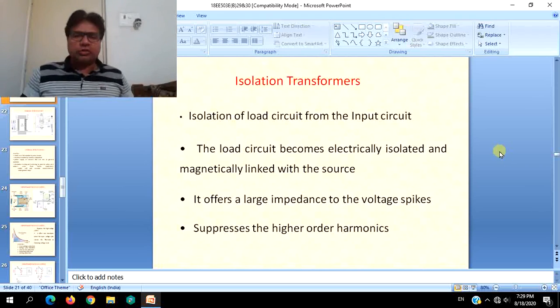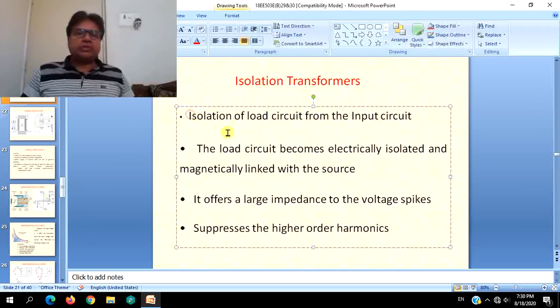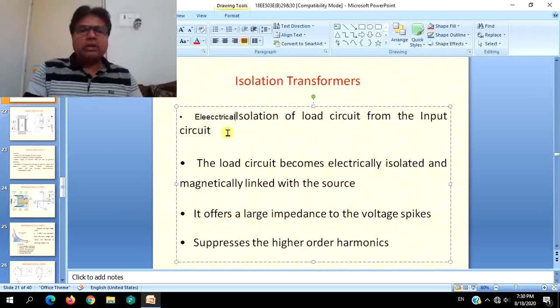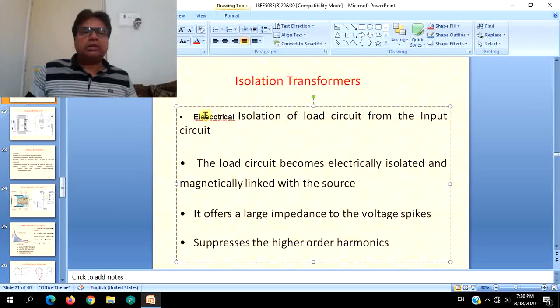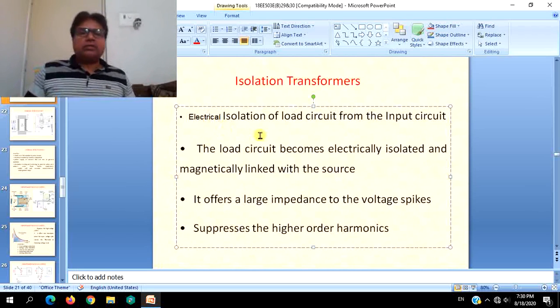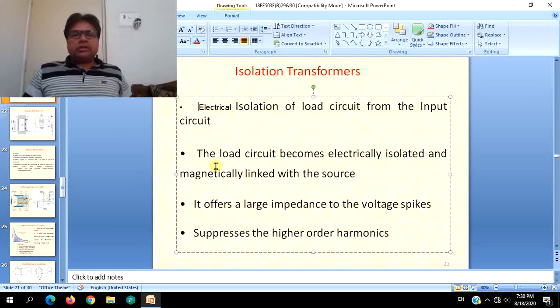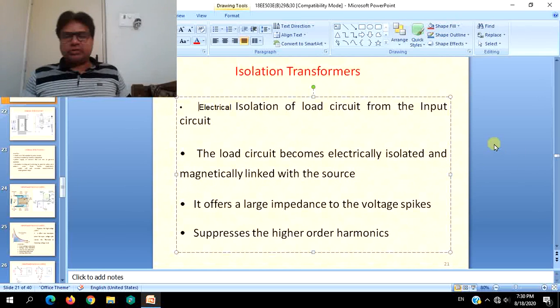So first thing is, there should be a proper isolation, that is electrical isolation between the load and the source, and that is the idea behind isolation transformers. It is an electrical isolation of the load circuit from the input circuit.